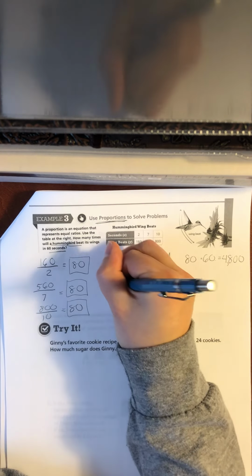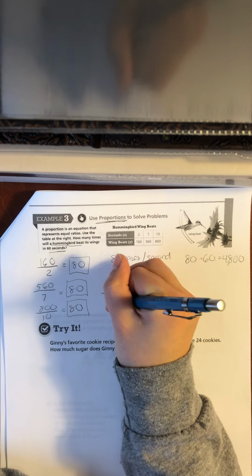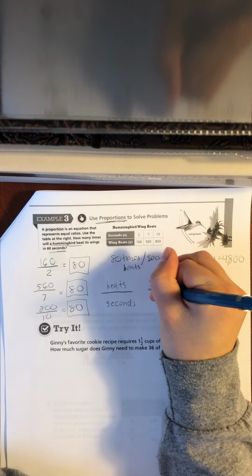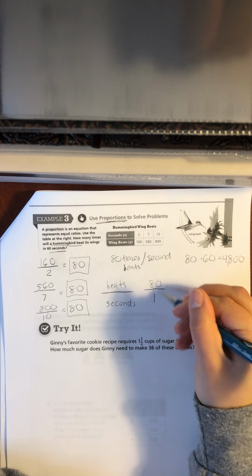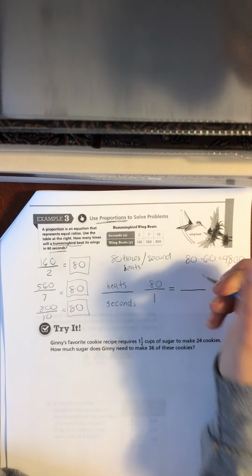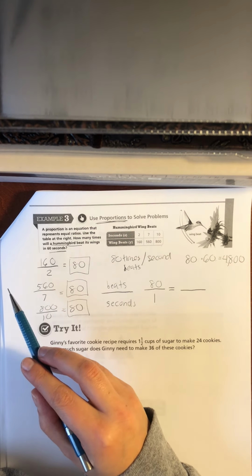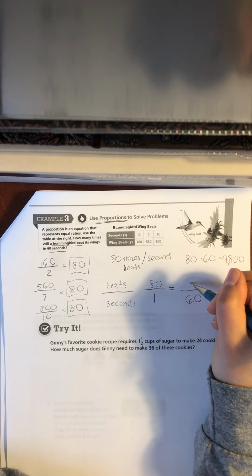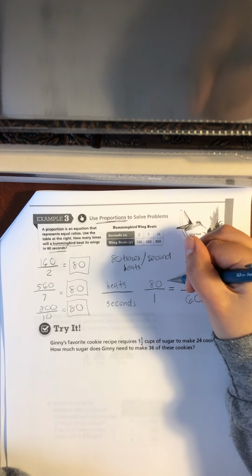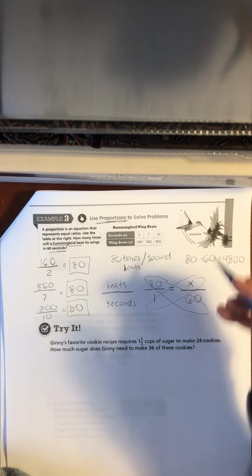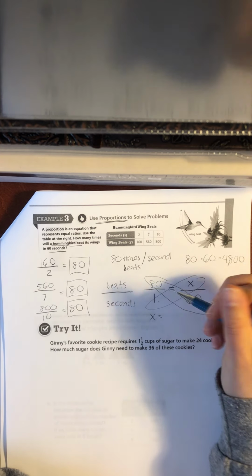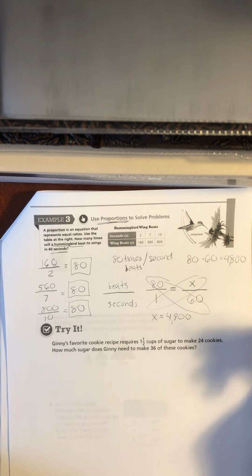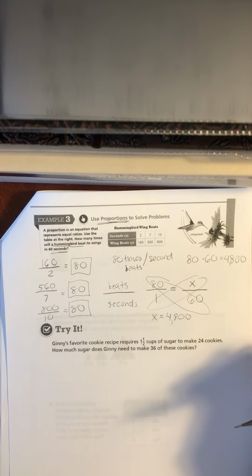Beats over seconds. We found that the hummingbird beats its wings 80 times per second, so 80 times for 1 second equals, we need to know how many beats in 60 seconds, so 60 seconds will go on the bottom because seconds go with seconds. We don't know what this is, so we're going to call it x. Then you're going to do your cross products, you're going to multiply. 1 times x is just x, and then 80 times 60 is 4,800. It's really the same process, just another way of doing it.